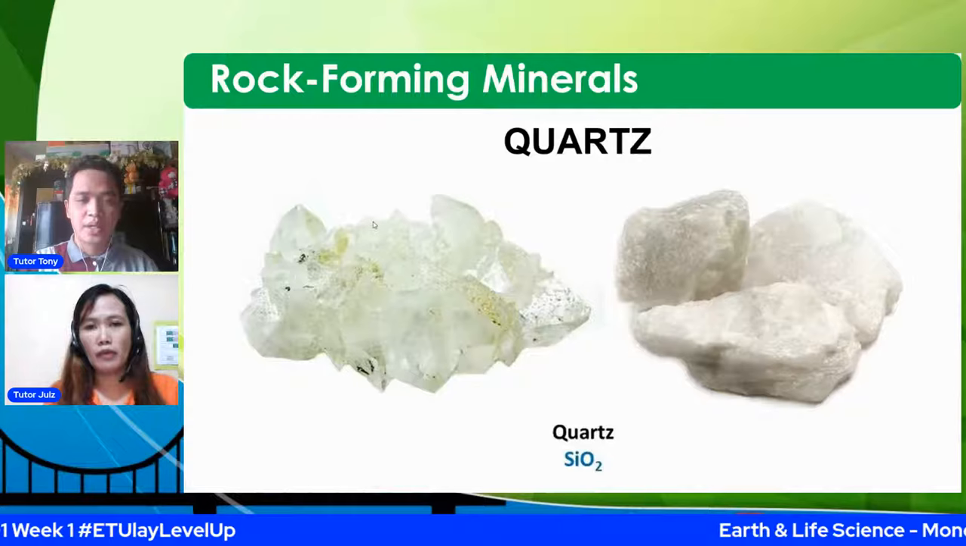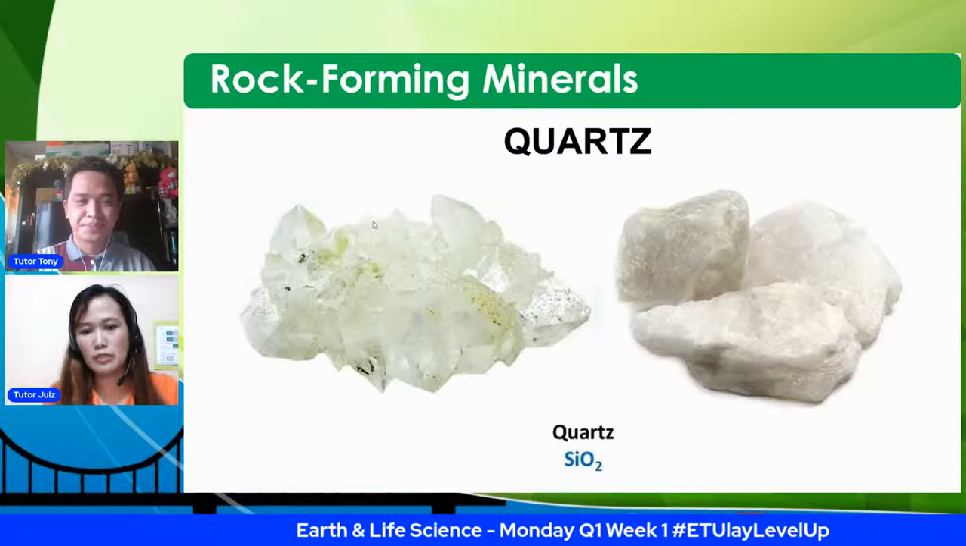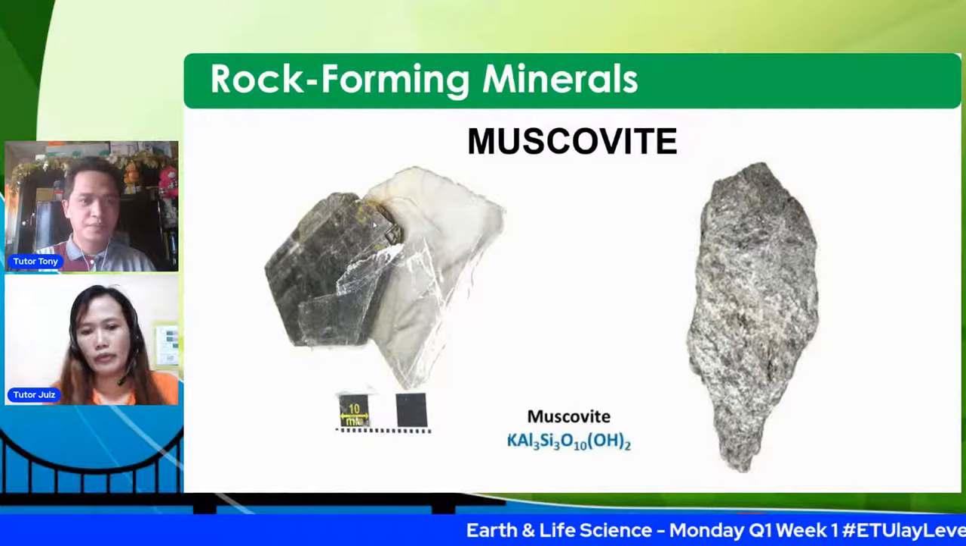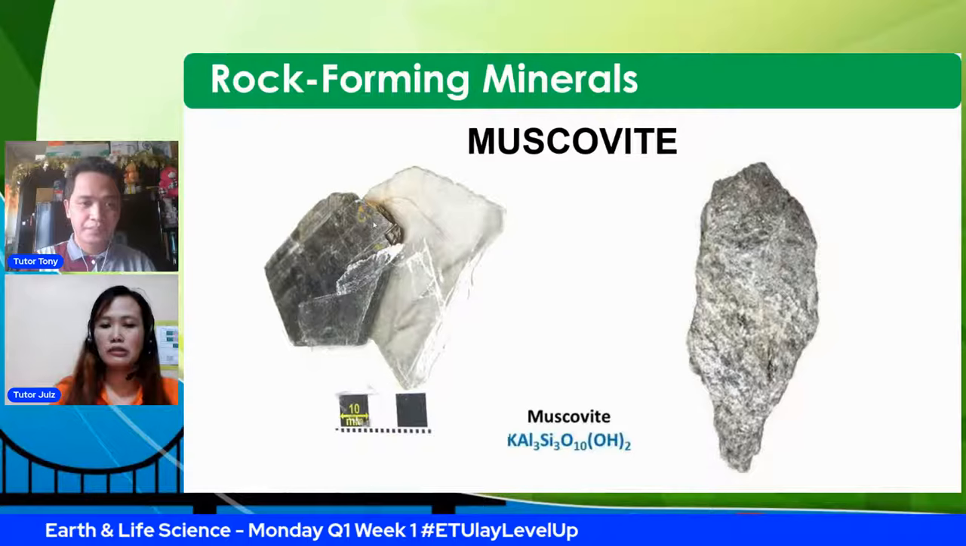Next, we have also quartz. Quartz is made up of silicon and oxygen. Okay, what else, ma'am? The muscovite. We have muscovite, which consists of the chemical composition potassium, aluminum, silicon, oxygen, and hydrogen.